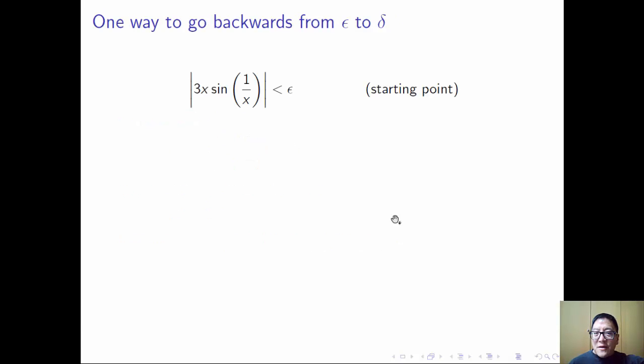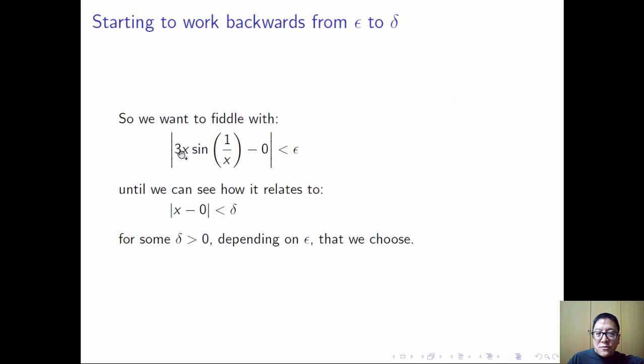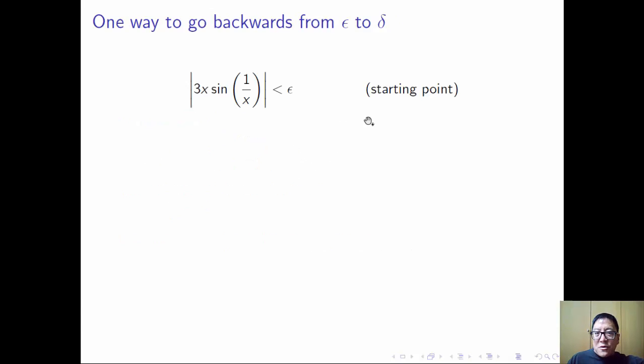Okay, so here's one way to do that. It's super not obvious, but after long experience, I happen to know this is how to do it, or at least one way to do it. Our starting point, remember, was that the absolute value of 3x sine of 1 over x minus 0 is less than epsilon. The 0 goes away, and we start off with the absolute value of 3x sine of 1 over x is less than epsilon.